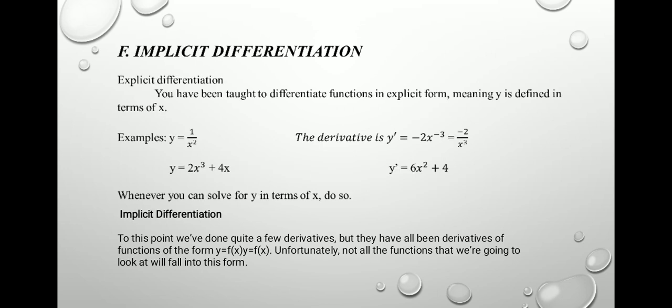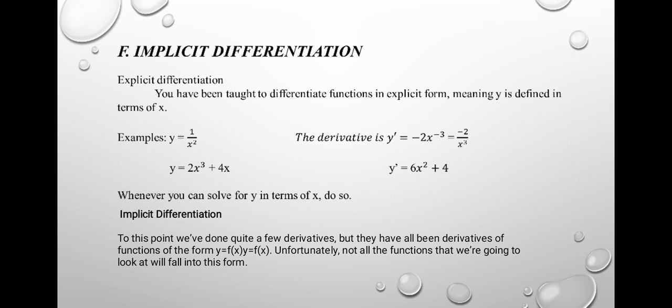Next is implicit differentiation. Explicit differentiation: you have been taught to differentiate functions in explicit form, meaning y is defined in terms of x. Examples: y is equal to 1 over x squared. The derivative is y prime is equal to negative 2x to the negative 3 power, which is negative 2 over x cubed. y is equal to 2x cubed plus 4x. y prime is equal to 6x squared plus 4. Whenever you can solve for y in terms of x, do so.